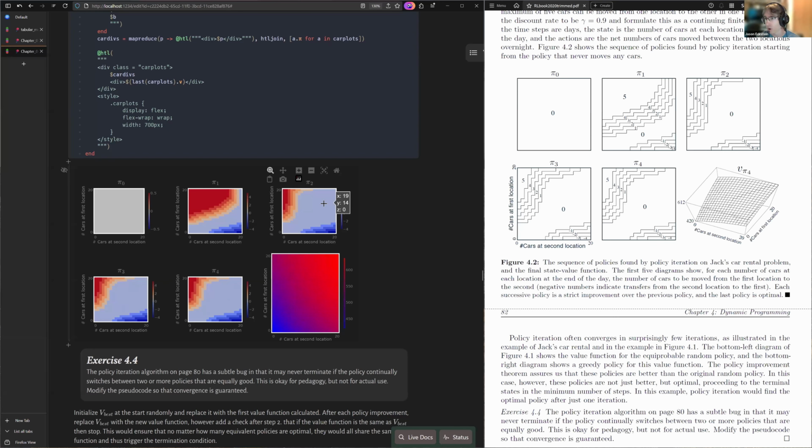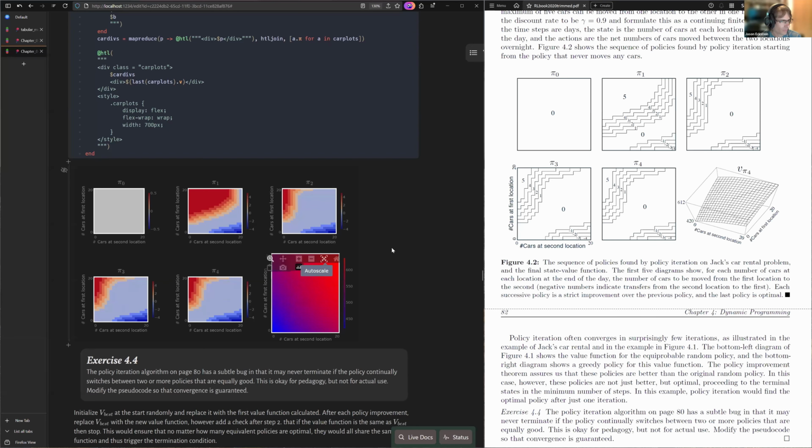That's because the cost of moving the cars is not worth the benefit you get. And it's not too surprising that it only becomes worth moving the cars when you get these really extreme lopsided states, like 20 cars at location A and 0 at location B, or 0 at location A and 20 at location B. That's when it's advantageous to move them. So what this is showing is the policy we get on each step of policy iteration. And the final graph here is the value function for the optimal policy, which is the last one here.